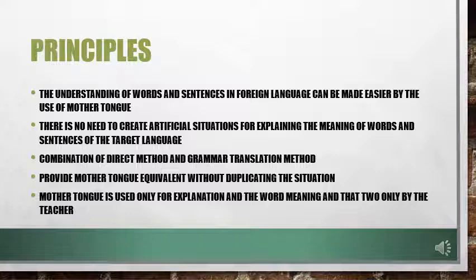And again, some experts learnt that both the grammar translation and direct methods were not effective for learning the English language. That's why the new method called the bilingual method has been created. It is the combination of both the direct method as well as the grammar translation method. And the next principle is that it provides mother tongue equivalent without duplicating the situation. So when the teacher is using the bilingual method of teaching English, the teacher will provide the meaning in the mother tongue without duplicating the situation or the concept.